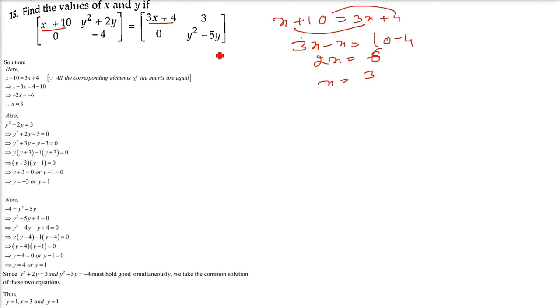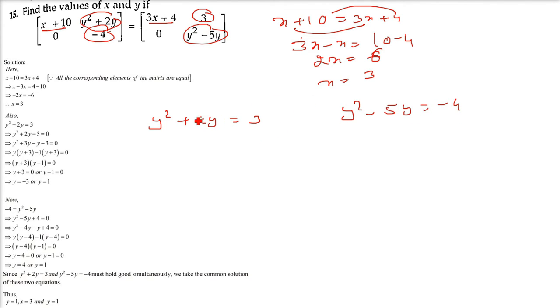And we will try to find out the common solution. What does it mean? Because it is quadratic, it will give two values. So both of the equations will give you two values, so there will be 4 values. You just have to take the common values. First is y square plus 2y equals 3. The second one is y square minus 5y equals -4. So what is the common y value?